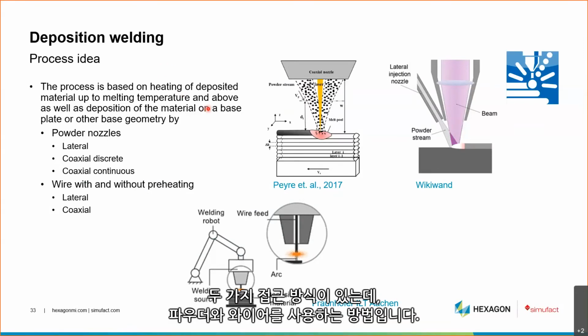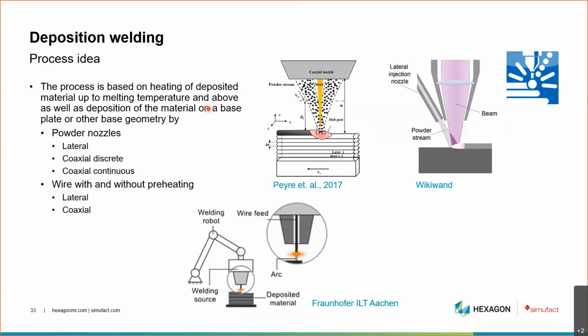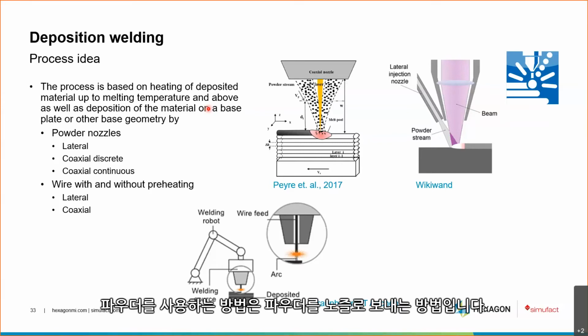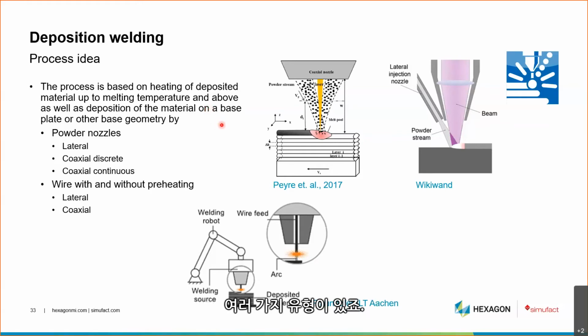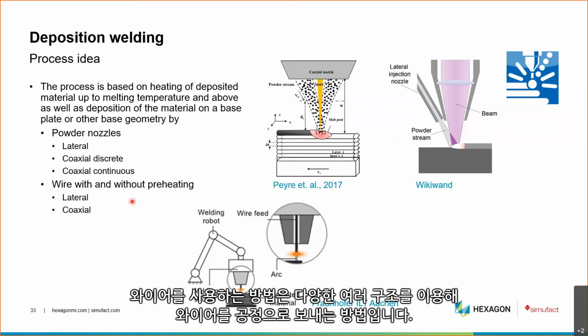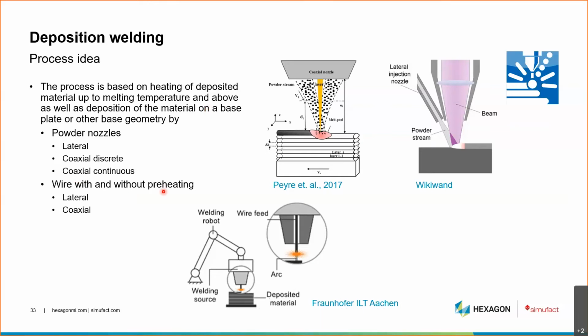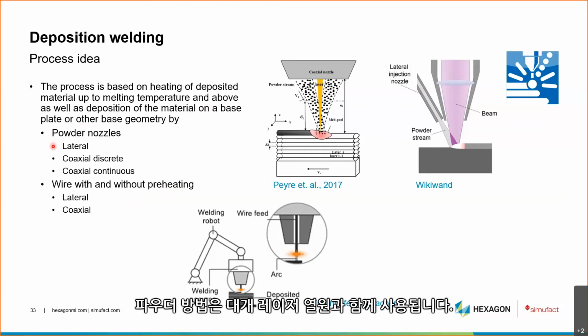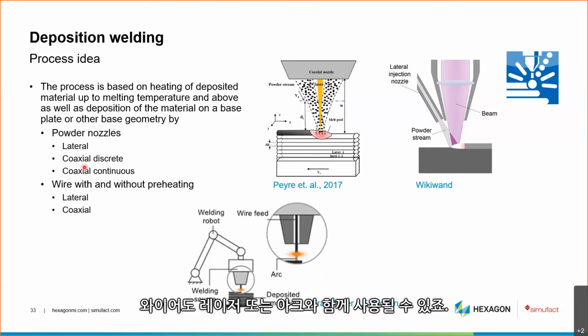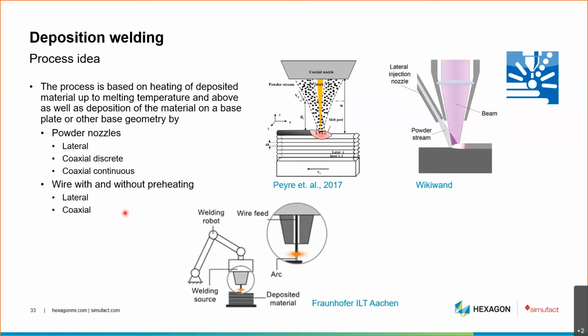And there are basically two approaches, the powder approach and the wire approach. The powder approach brings powder into the process with some powder nozzles. There are several types of them. And the wire approach brings wire into the process, also with several different geometries. The powder approach is usually used with a laser heat source. Wire can be used with laser and also with arc. So this is basically the process idea.